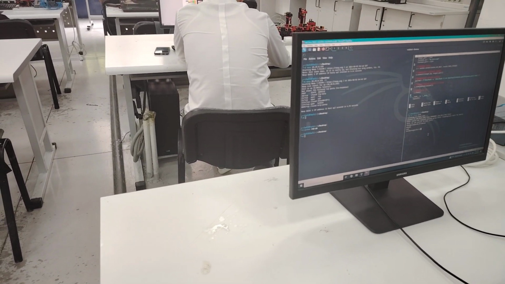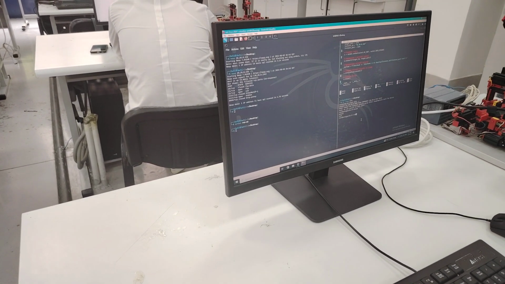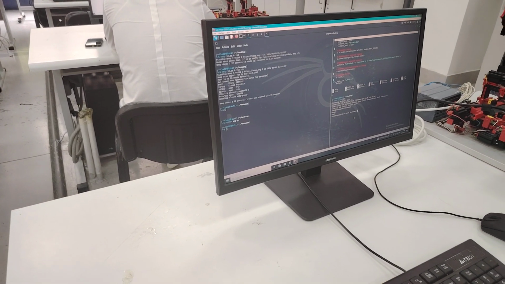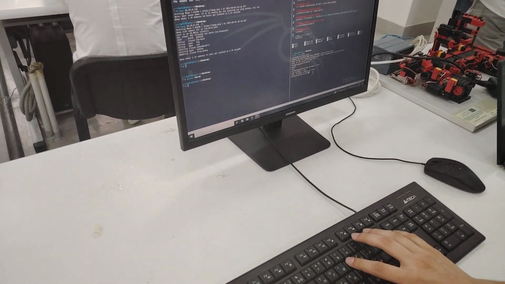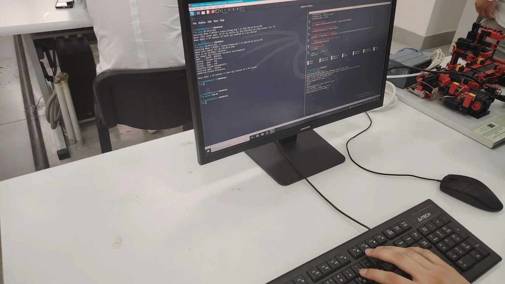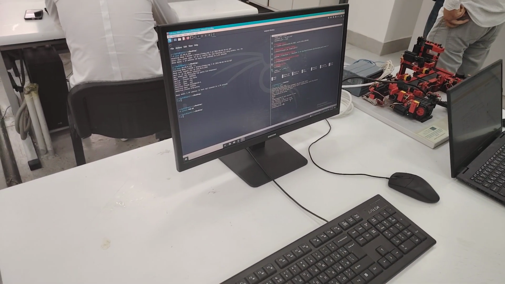Yes. This is the demo of the project, and this was the final capstone project of Diyor Musakhanov for the IoT internship.